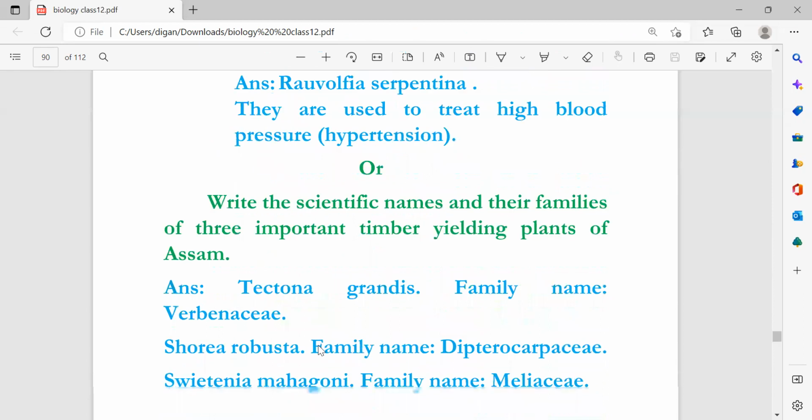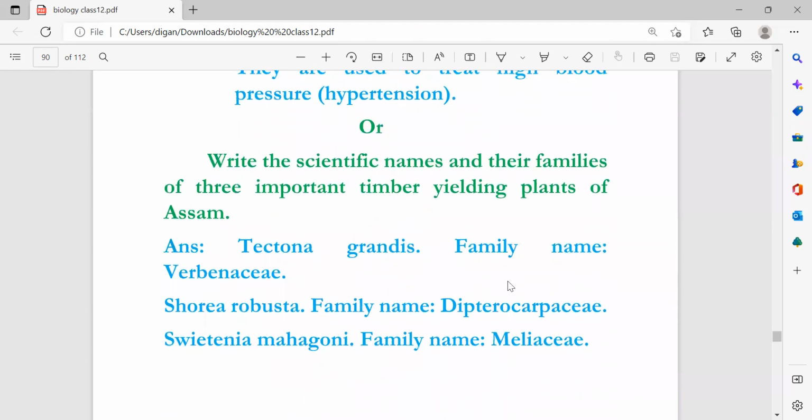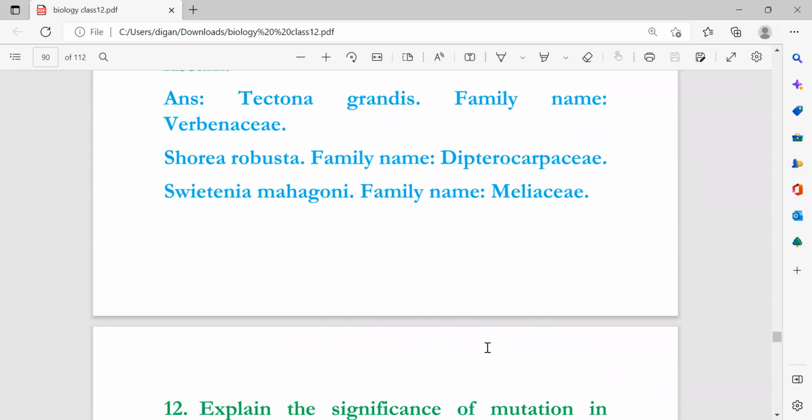Next, another question is: write the scientific names and families of three important timber yielding plants of Assam. So here I am giving the names of three timber yielding plants and with their family. So, the family is also given.